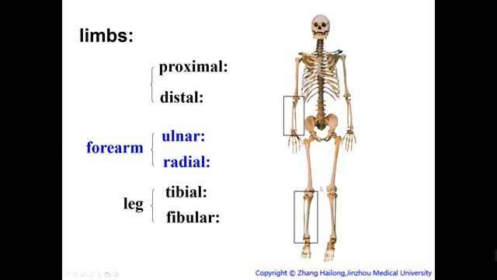Now you see, in our leg, there are two bones. The medial bone is the tibia. The lateral bone is the fibula. So we name the medial side the tibial side, and the lateral side the fibular side. And these three pairs of terms are also used to describe the direction, the spatial relationship of the upper bones and the lower bones.